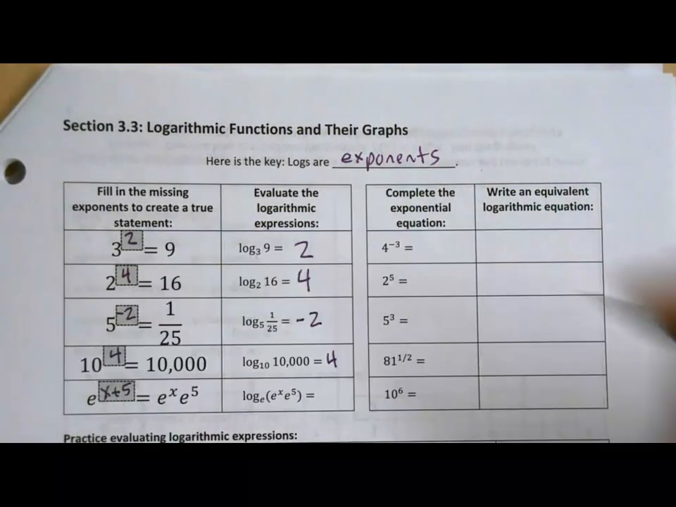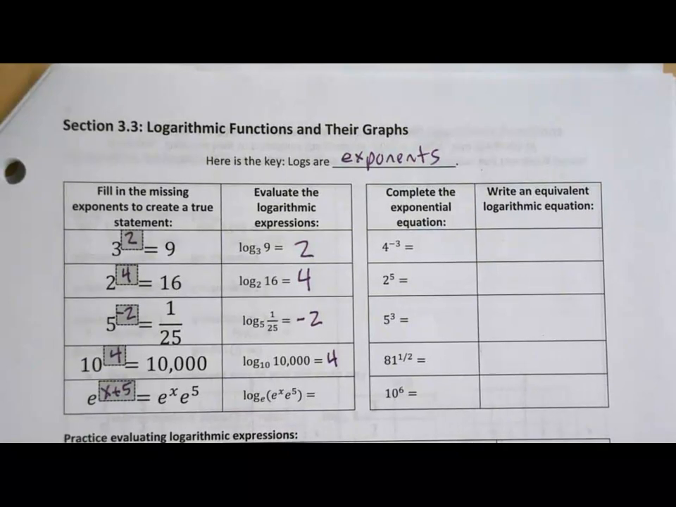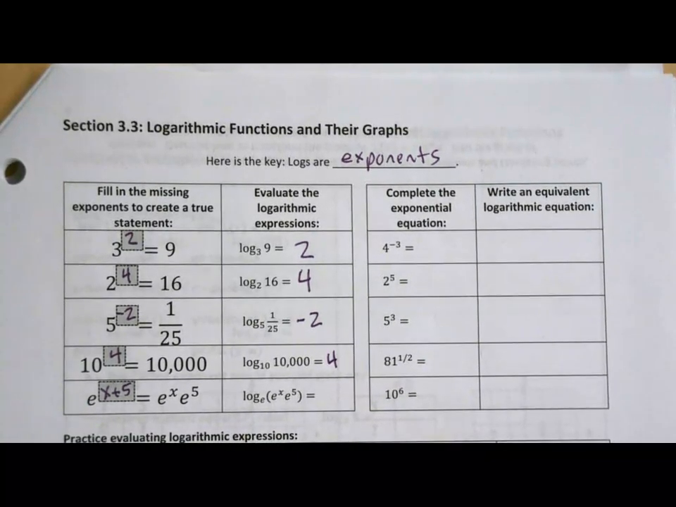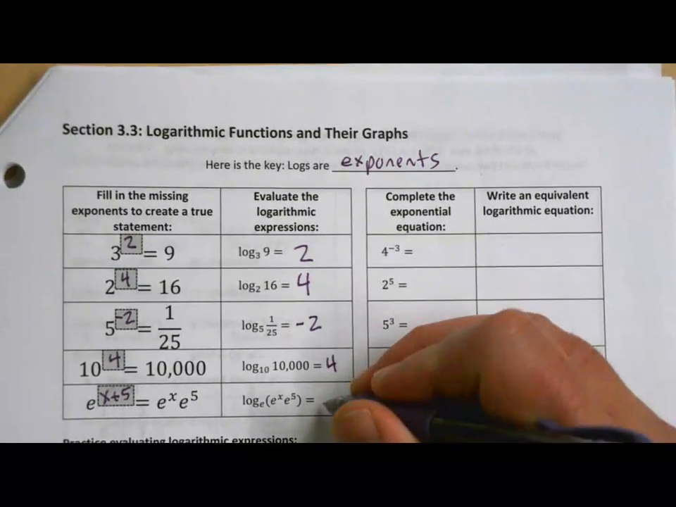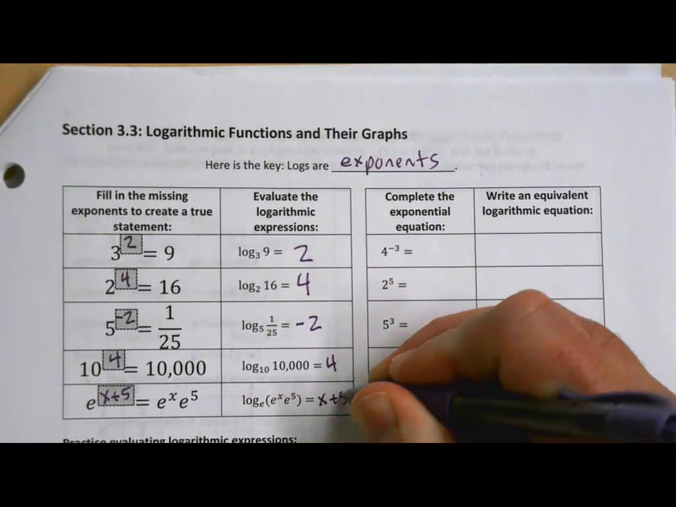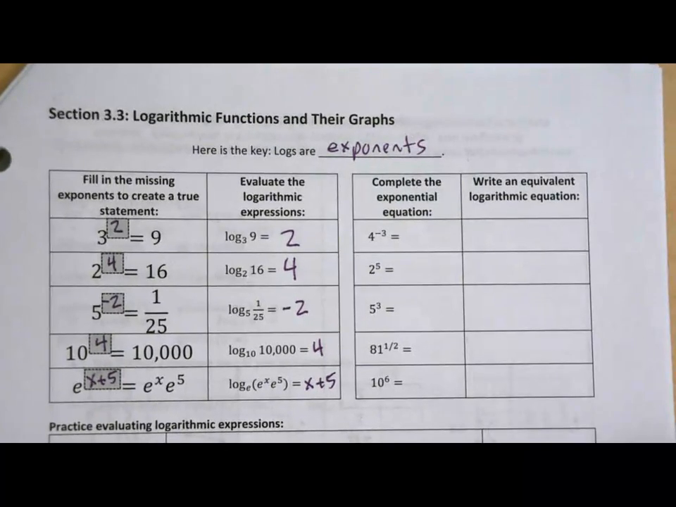We practiced this a little bit last class, folks. I need you to know your properties of exponents. When we come back from break and we're doing properties of logs, they're going to be very difficult if you don't know when we add exponents. All right, so then the log base e of e to the x times e to the 5 is x plus 5. I'm going to skip this little table right now and go down to the bottom here.